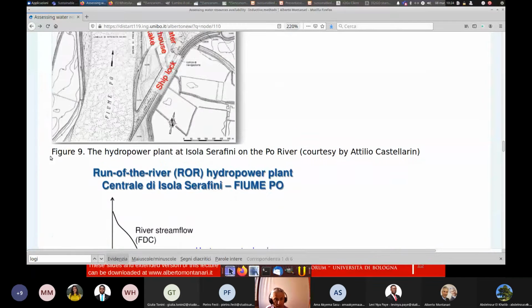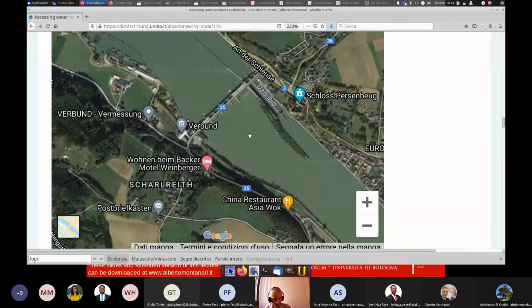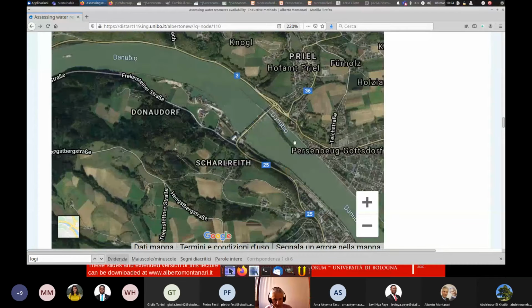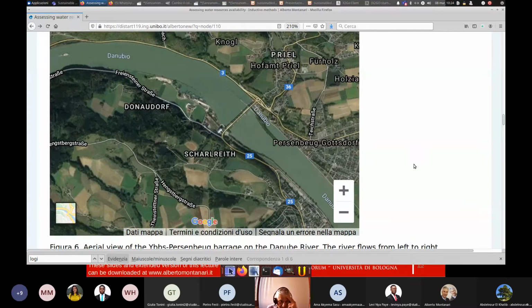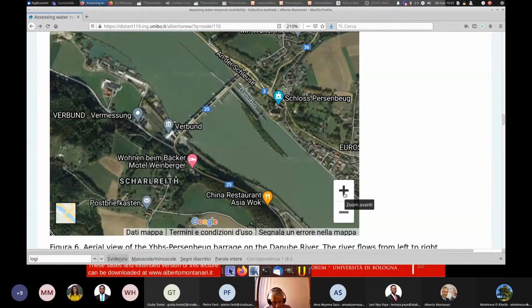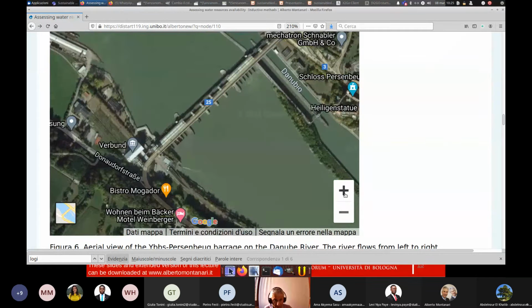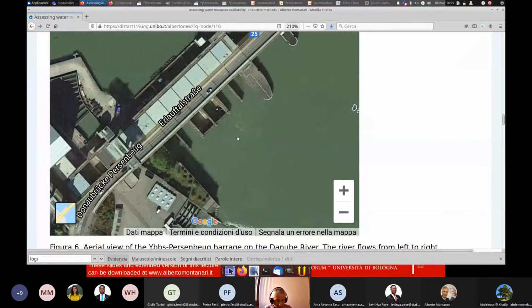Good. Now let's go back to here. This is a map that you can find on my website of a river barrage, which is another example of a run-of-the-river hydropower plant. This is taken from Google Earth. It's directly embedded into here, and it's on the Danube River. The good thing is that you can zoom with a very good resolution. And if you zoom over this barrage, you can see also the cars, etc. You see several details which are interesting.